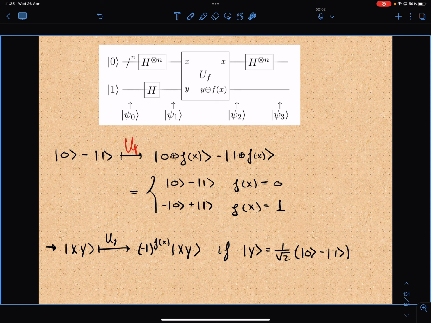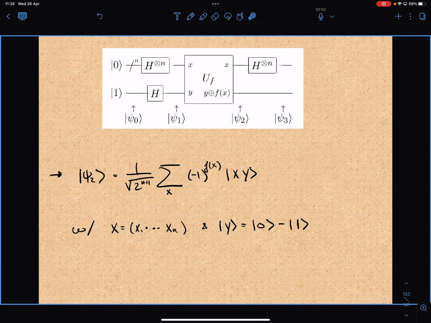Questions? All right. So psi 2, if we apply it to all of them, it's going to be this superposition where now different states are going to have different phases. And here, if f is constant, what's going to be the relative phase of all the states?